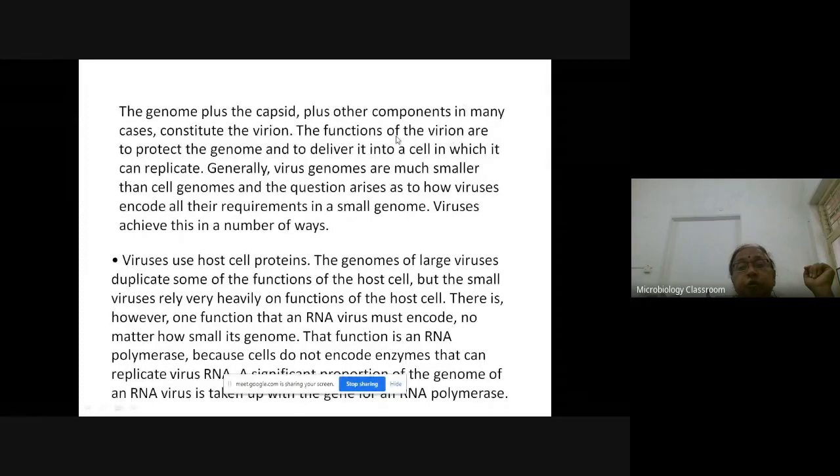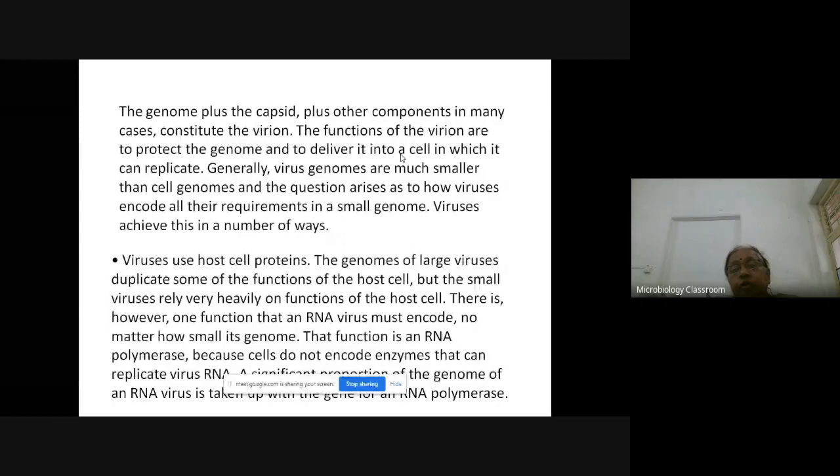The protein coat is responsible for protection of the genetic material. And the intact virions deliver the genetic material into the cell in which it can replicate. So this is known as infection, or you can say attachment of a particular virus and a particular cell, eukaryotic or bacterial.